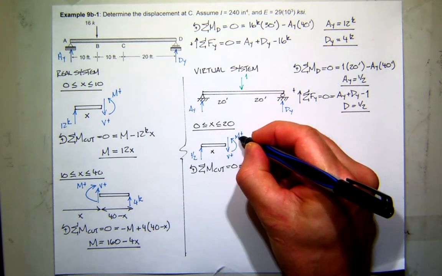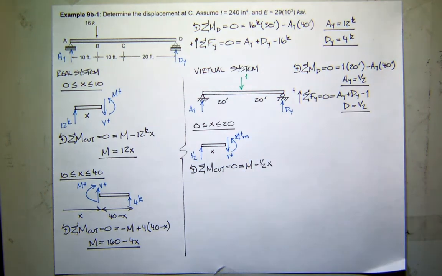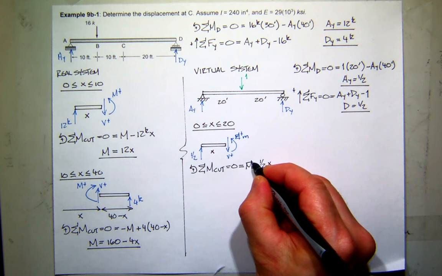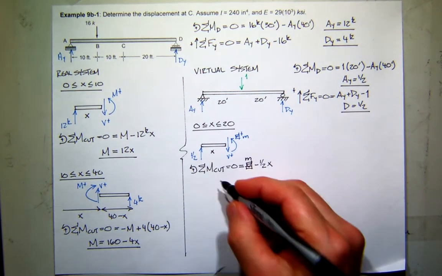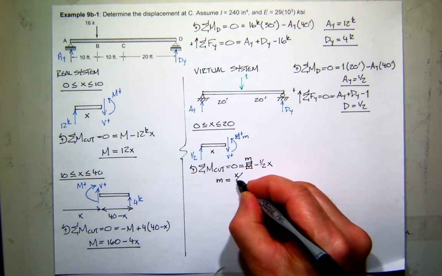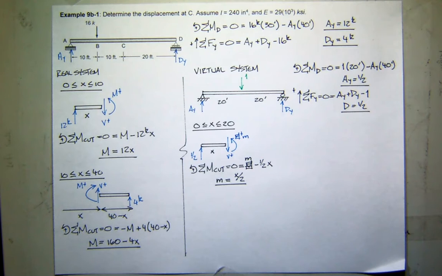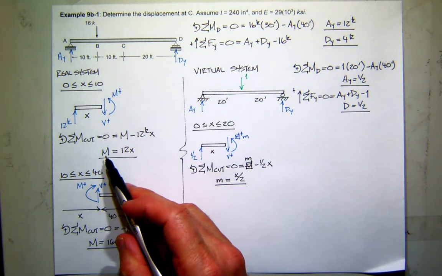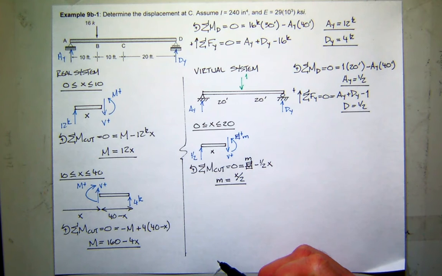This is not the real moment. This is the virtual moment. So I should use a lowercase value, right, just to distinguish the two. So I'm going to scratch this out and write it as a lowercase m. So now the lowercase moment is going to be x over 2, the virtual moment. So I'm trying to distinguish between the real moments using uppercase and the virtual using lowercase.